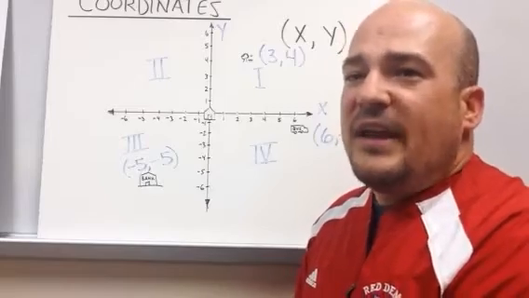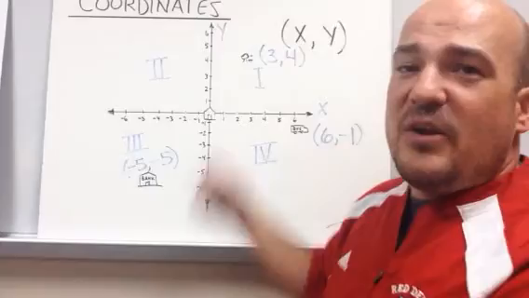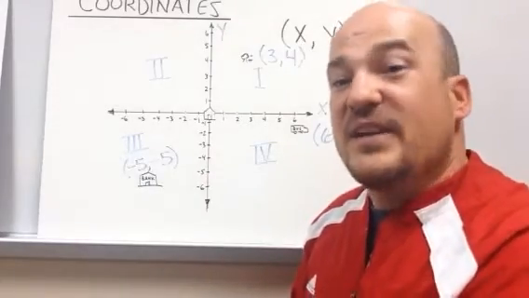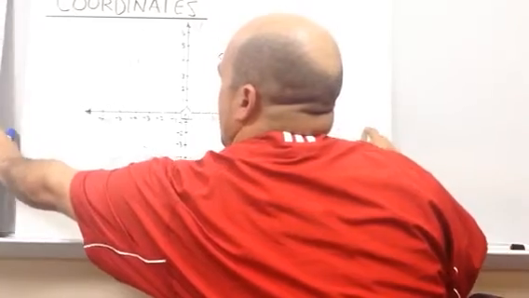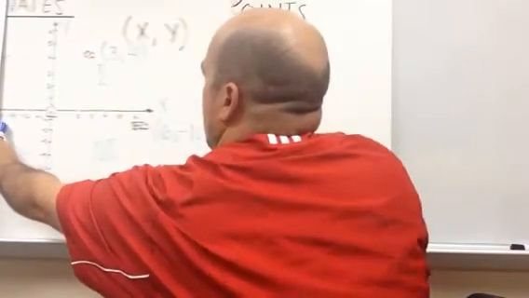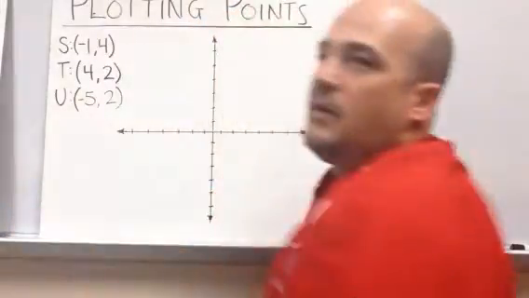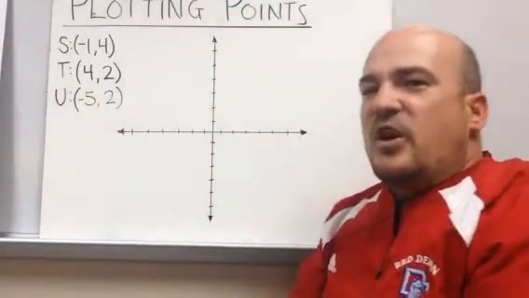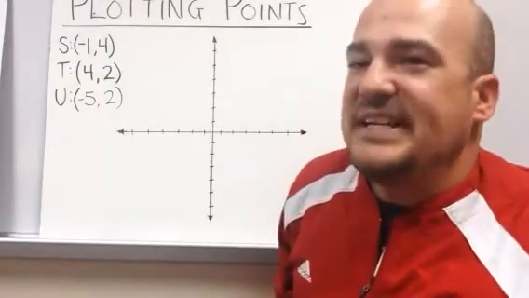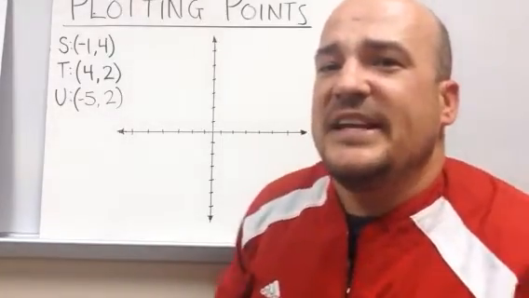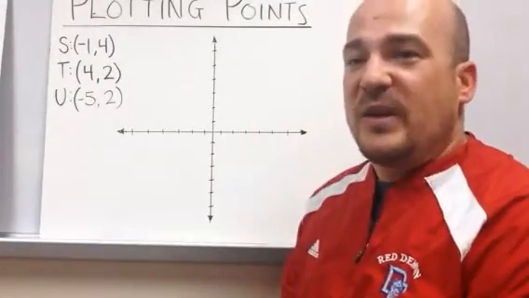All right, so now that we've done that, let's just plot some points. They're going to give us the directions now, and we need to decide where that point is on the coordinate plane. Let's try it out. All right, here we go. In this example, I have 3 points: S, T, and U. It gives me the coordinates for those points, and I just need to plot them on my coordinate plane here.